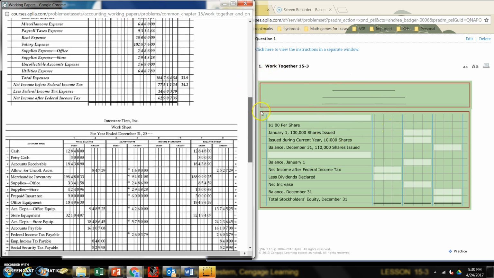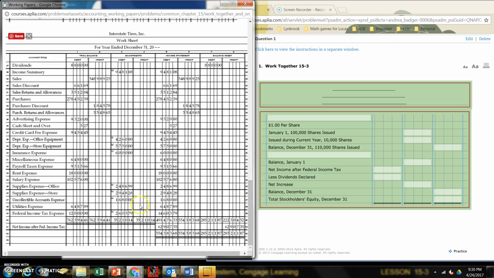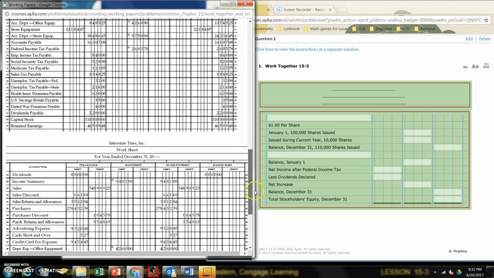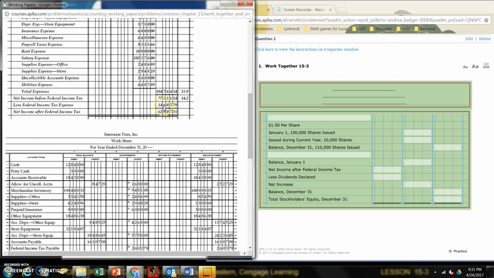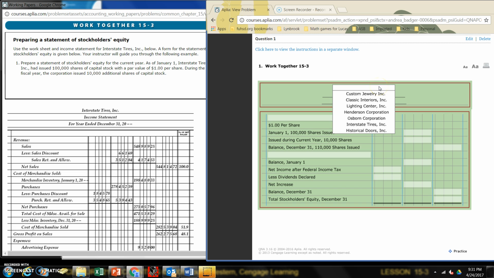Then they're also going to give you your worksheet. And interestingly enough, you could have also gotten that net income after federal income taxes from here. It should be the same number, 62,000 right there. So first thing we're going to do is we're going to title this with the name of the company. It says our company is Interstate Tires, Inc. So we're going to type in Interstate Tires, Inc.